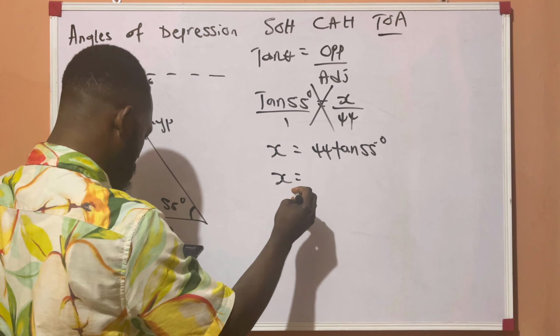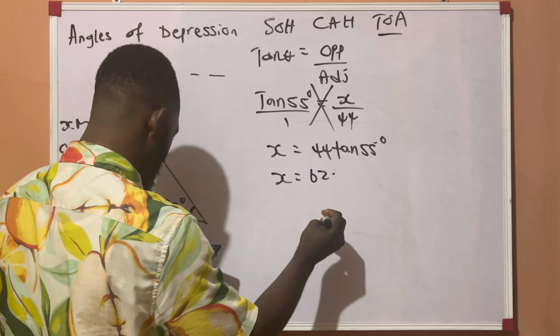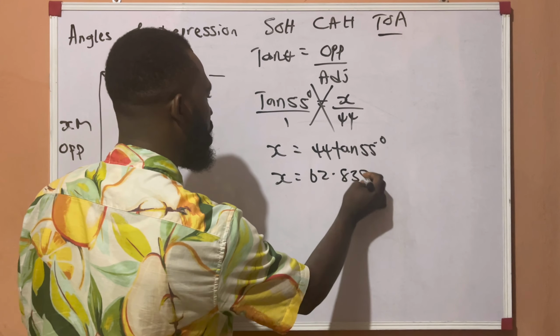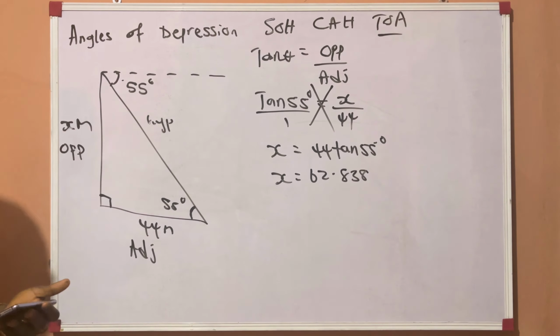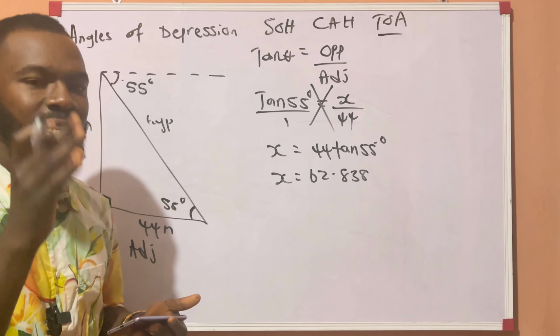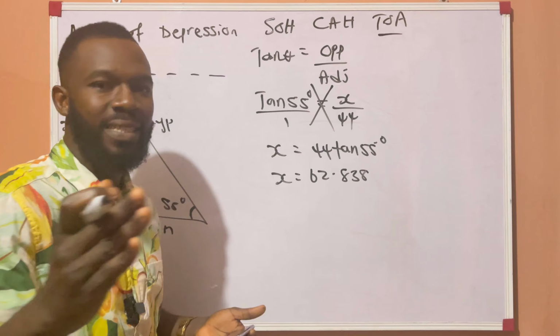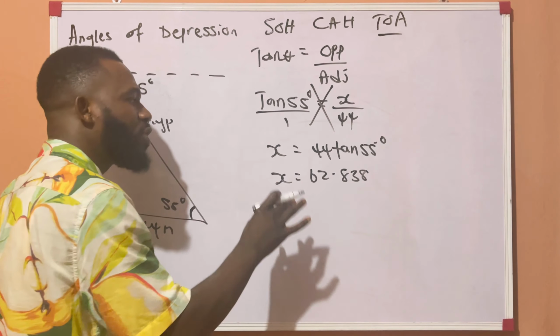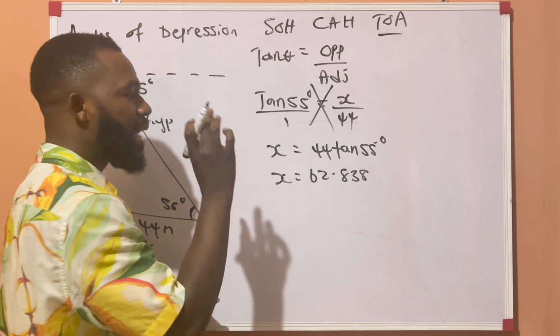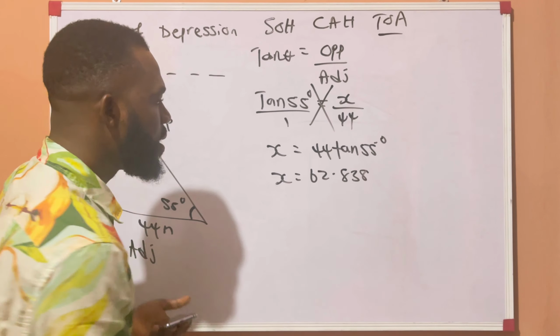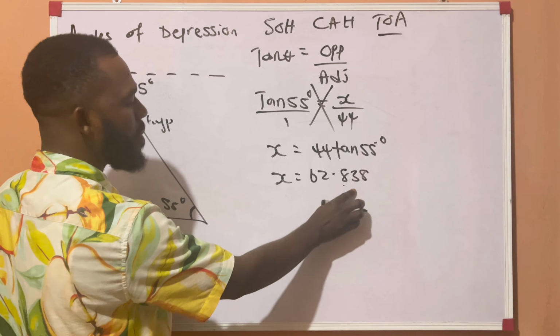X is equal to 62.838. But don't forget, the question said we should calculate to the nearest meter. Nearest meter simply means eliminating the decimal part of the answer. And if we want to eliminate the decimal part of the answer, it means our answer needs to be in whole number.